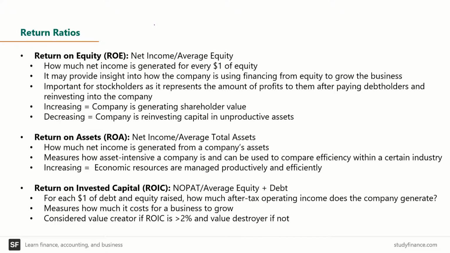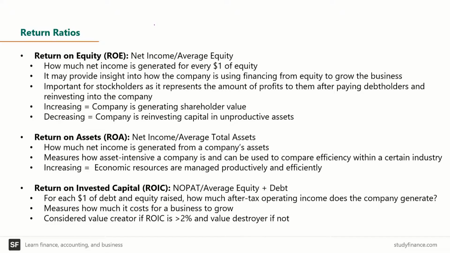It may also provide insight into how a company is using financing from equity to grow the business. If ROE is increasing, it could signify that the company is generating shareholder value. And on the other hand, if it is decreasing, it can mean that the company has been reinvesting capital in unproductive assets. Return on assets, or ROA, is calculated by dividing net income by total average assets.